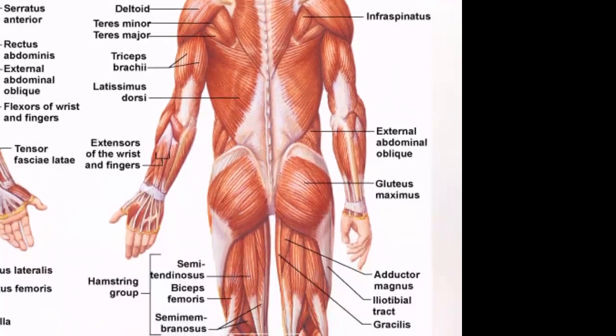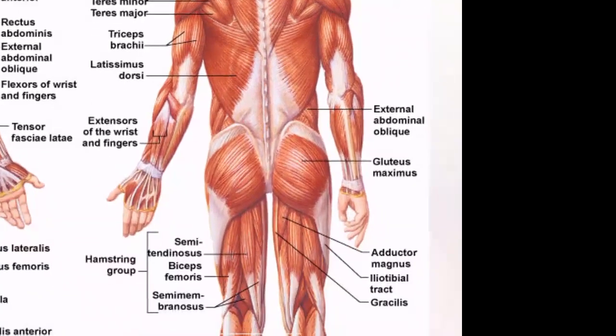Gluteus maximus is the big butt muscle. It's called the gluteus maximus because there's a gluteus minimus as well. And there's actually a gluteus medius, which is kind of more on the side a little bit. The gluteus medius is actually the muscle that we inject into when we're doing intramuscular injections. That's the injection site. We don't inject into the gluteus maximus, we inject into the gluteus medius.